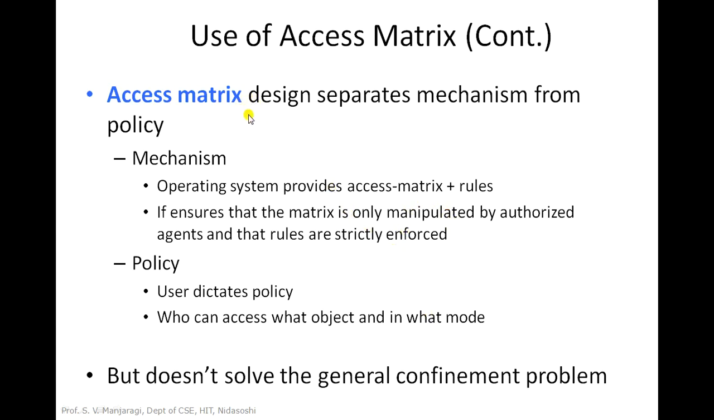Here the access matrix design separates mechanism from policy. Let us try to understand what mechanism and policy are. What is the difference between mechanism and policy? Let us consider mechanism first. In the case of the access matrix mechanism, the operating system provides the access matrix plus access rules or permissions. It ensures that the access matrix is manipulated by authorized agents and that rules are strictly enforced.